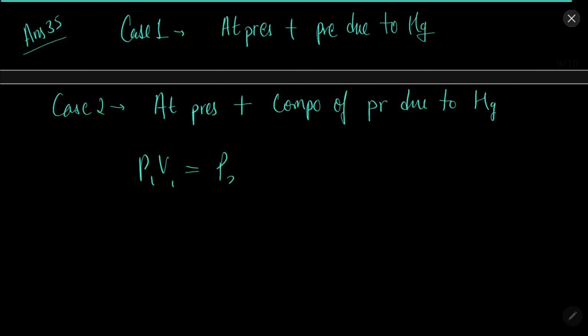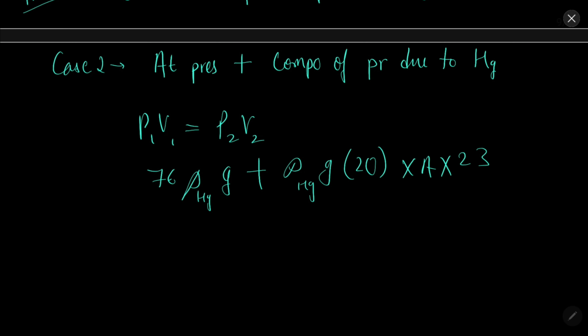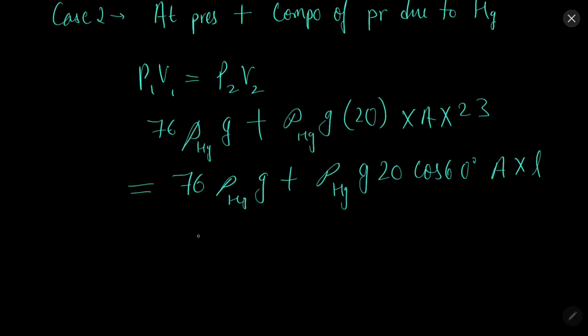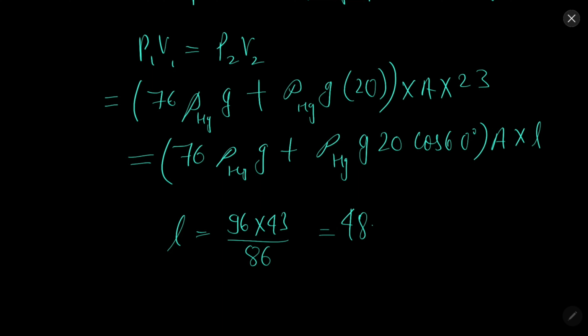So P1 V1 equal to P2 V2. 76 rho Hg G plus rho Hg G 20 into A equals 76 rho Hg plus rho Hg cos 60 degree A into L. So after this we will obtain L to be 96 into 43 over 86, 48 centimeter.